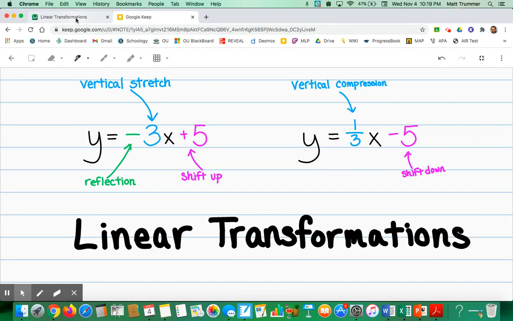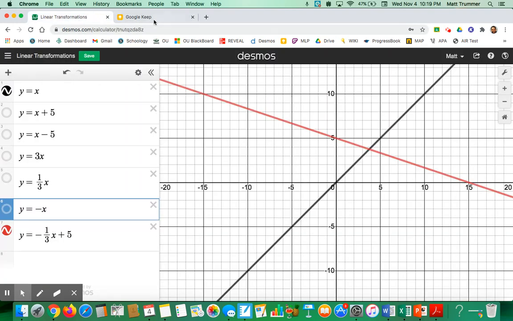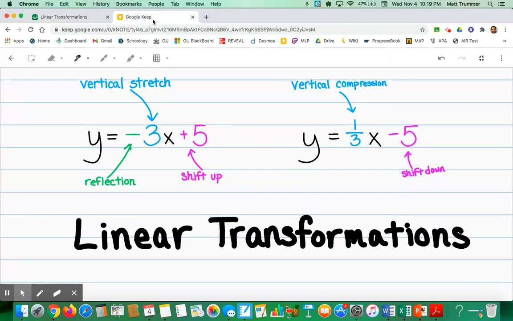So if you want to make sure that you understand this right here, you can do all of the magical things I just showed you on Desmos right here. Okay? But this is the important piece. Understanding this will allow you to do well when you get to your quizzes, when you get to your tests as it relates to linear transformations.